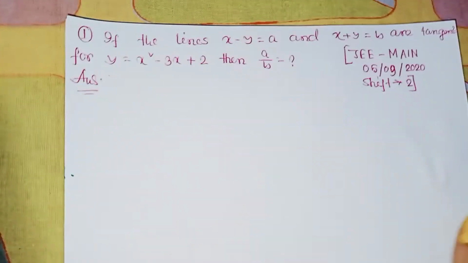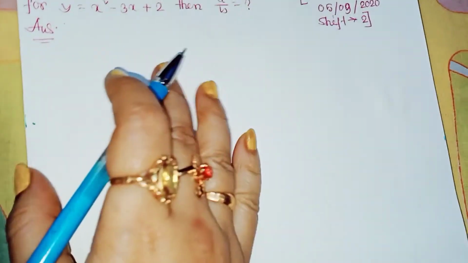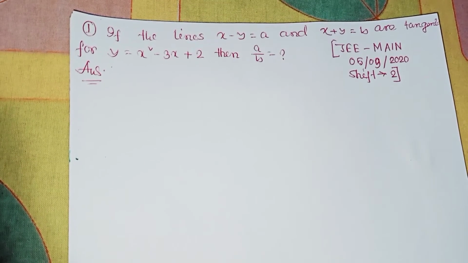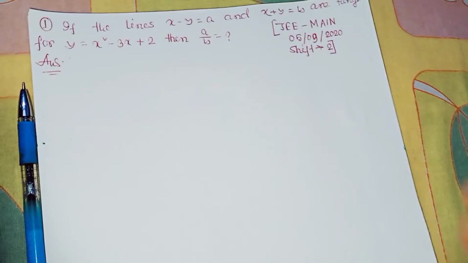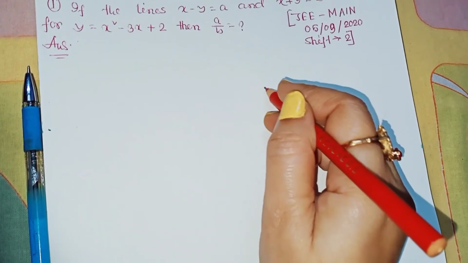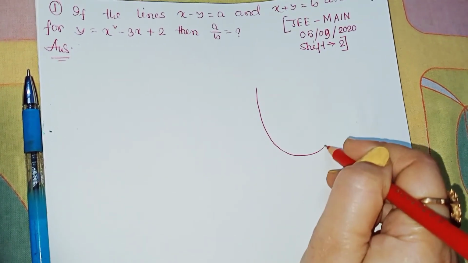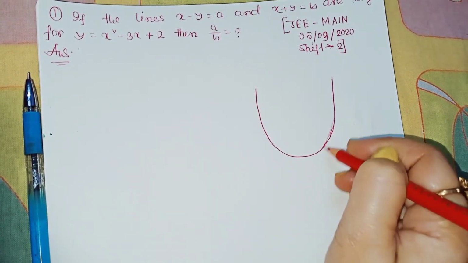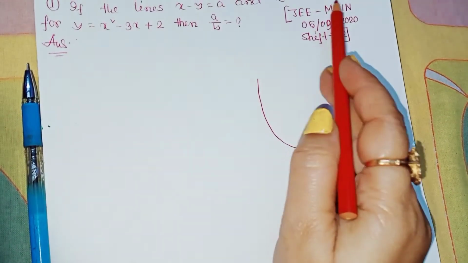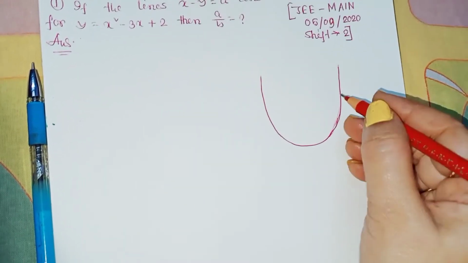This is the question in the house of coordinate geometry. At first, y is equal to x square minus 3x plus 2, a parabola, is given here. So let's draw the parabola first. Here is the parabola which is given. This is the parabola. And the two tangents are given here.